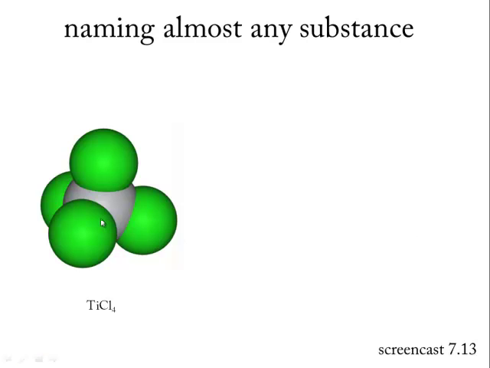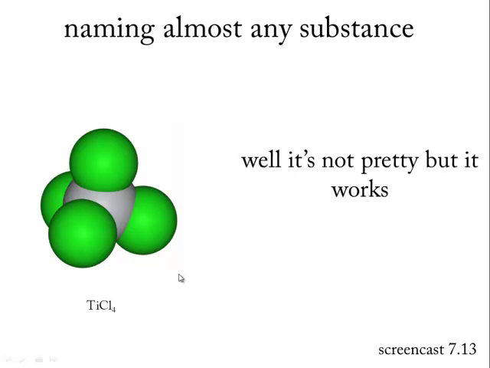This pretty looking tetrahedral substance here is known as TiCl4. At least those are the letters and numbers. How would we name it? Would this be titanium tetrachloride? Would it just be titanium chloride? Would it be titanium 4 chloride? Would it be monotitanium 4 chloride? All these choices, and only one is correct.